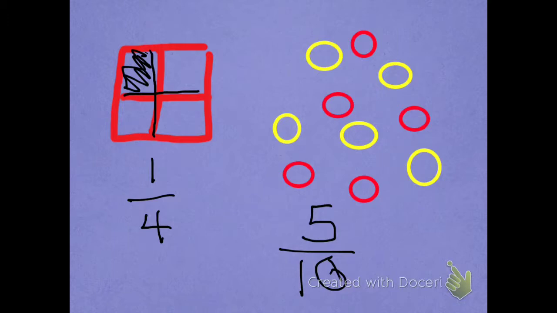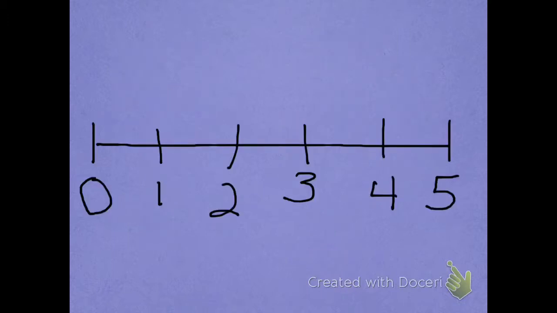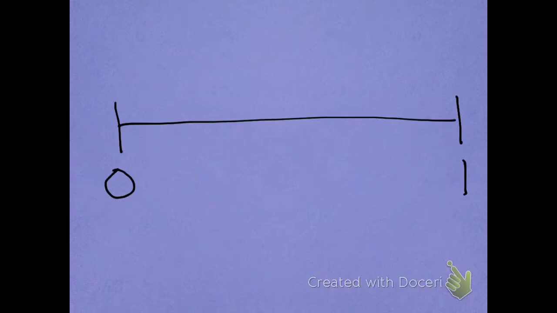But today we're going to talk about something else. We are going to talk about fractions as being on a number line. This number line shows numbers 1 through 5. When we talk about fractions, we talk about fractions being part of one whole. We could have part of one whole shape, part of one whole set. On a number line, we talk about fractions being part of one whole, as in 1, part of one number.